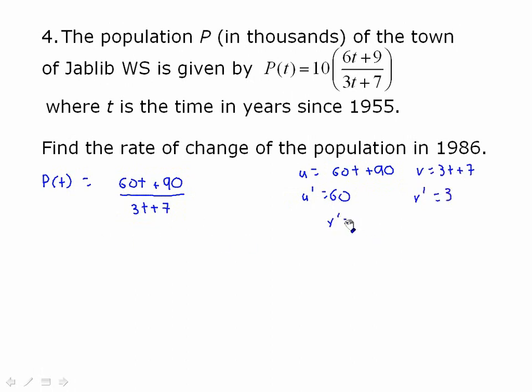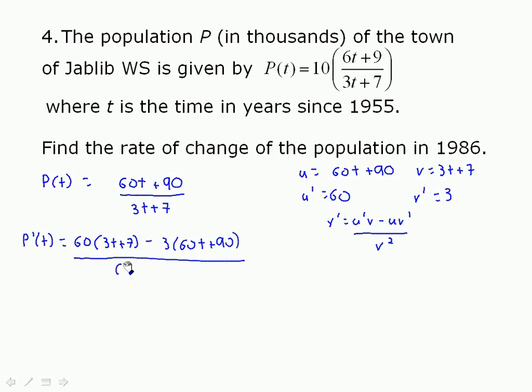So Y prime, as we know, with the quotient rule, is U prime V minus U V prime over V squared. So P prime as a function of t is equal to 60 times (3t plus 7) minus V prime of 3 times (60t plus 90), all over top of V squared, which is (3t plus 7) squared. So P prime at t is equal to 180t plus 420 minus 180t plus 270 all over (3t plus 7) squared.